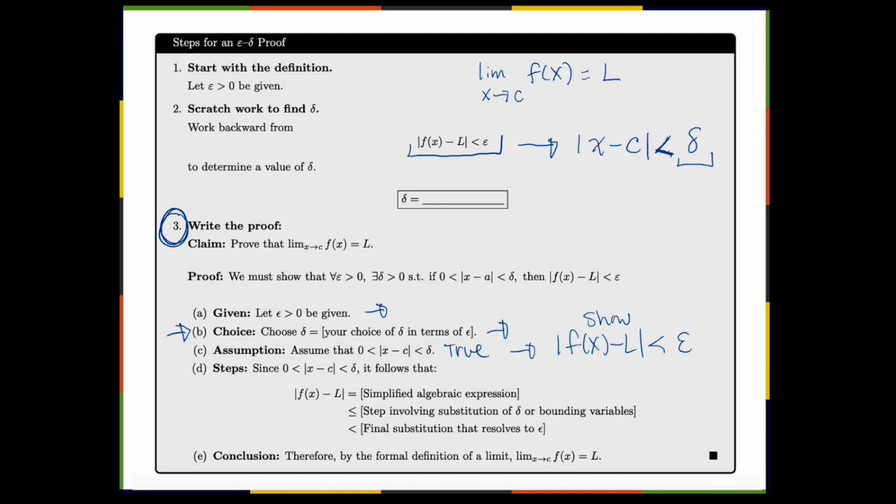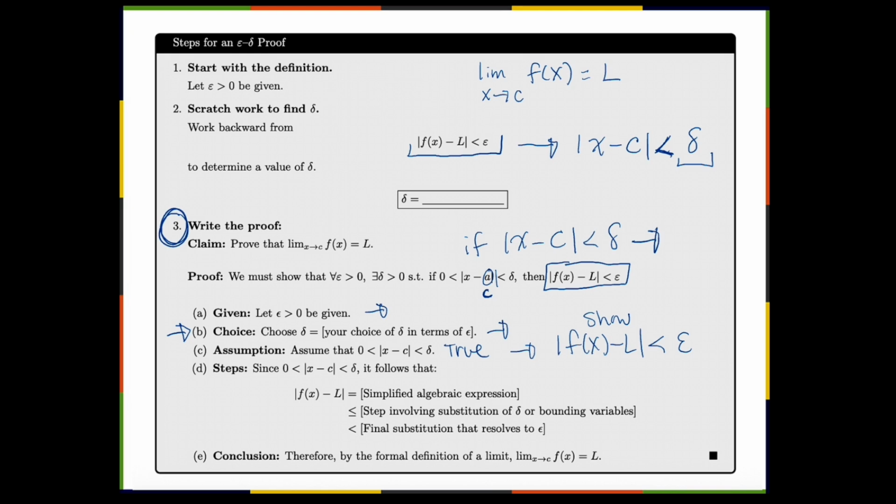So in this proof, our if statement, if x minus, whoops, I got A and C in here. This should be a C so that we're consistent with our notation. So x minus c, whatever we're approaching, if we assume that that's less than delta and we know that delta is a positive number, then we want to show that the absolute value of f of x minus L is less than epsilon. We want to show that the distance between the function value and the limit is super small, less than epsilon. So that's our goal.